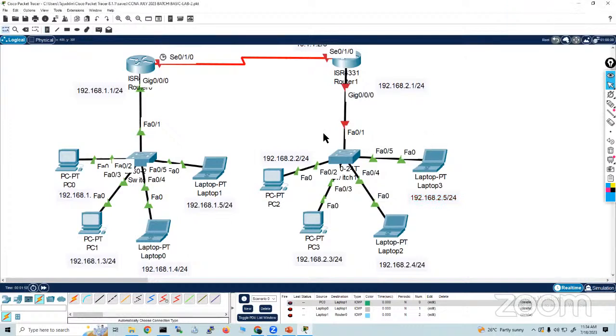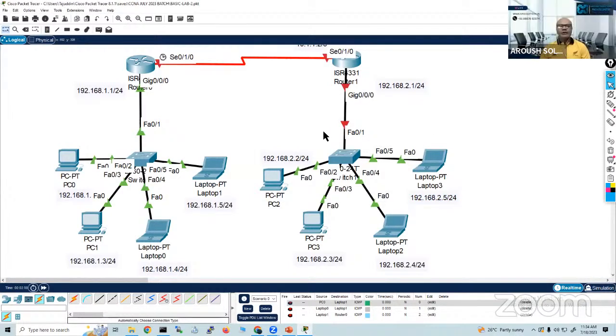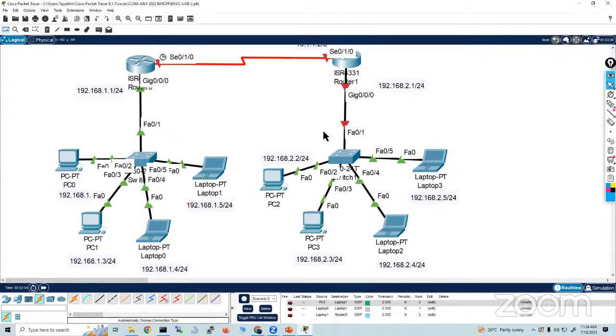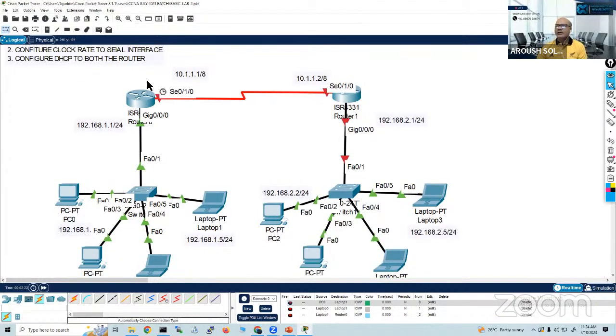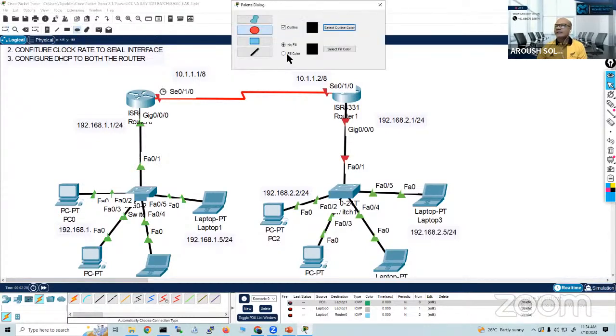Have you sent the lab? Once you're done, you have to send me tomorrow. No, you haven't sent a lab yet. Sorry, have you sent the lab? Yeah, I already sent you the packet tracer in the chat box. It's only the configuration. Only one side I have configured. This side I have not configured. Let me put the color as well.